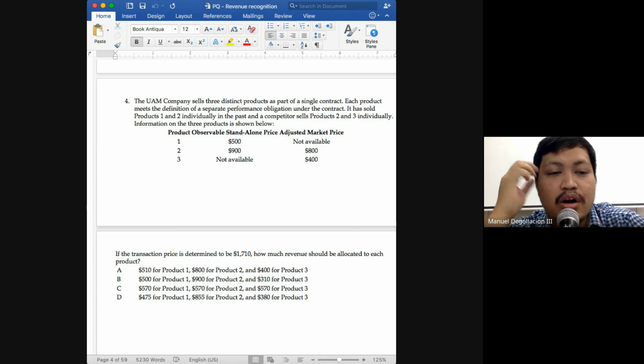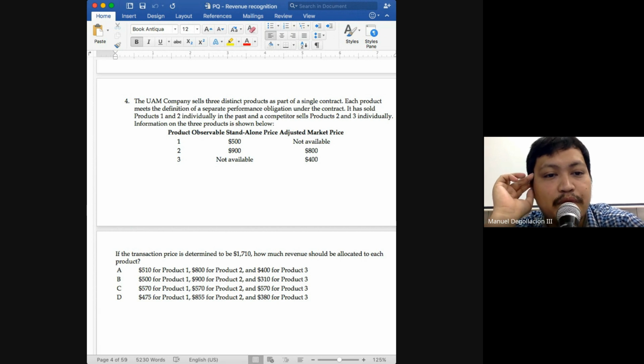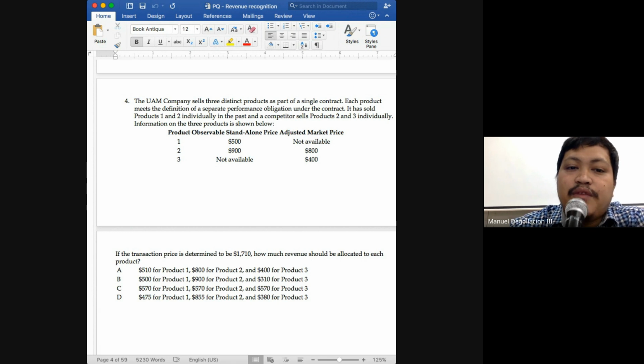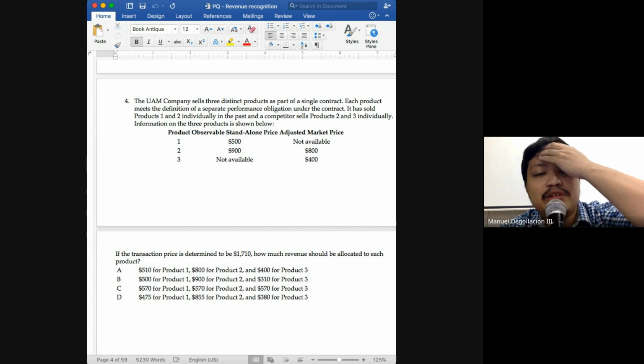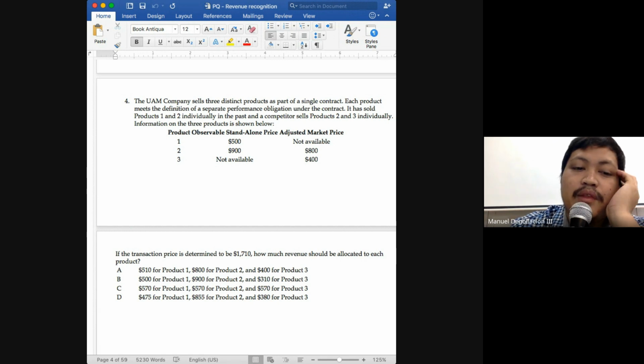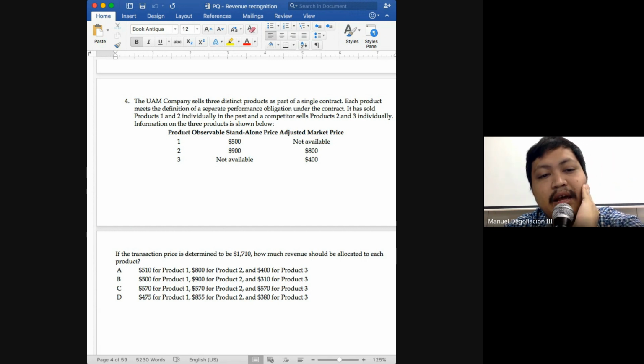If we recap our fractions, class, what fraction are we going to use for product 1? 500 over 1,800. For product 2, what fraction are we going to use? 900 over 1,800. For product 3, what fraction are we going to use? 400 divided by 1,800. What are we going to do with these fractions, class? Multiply them with the transaction price for us to be able to allocate the transaction price. How much is the transaction price in this problem? 1,710.